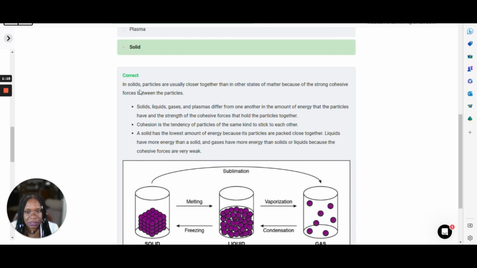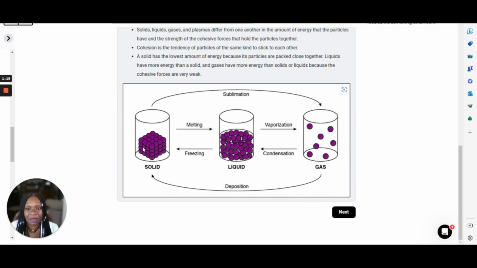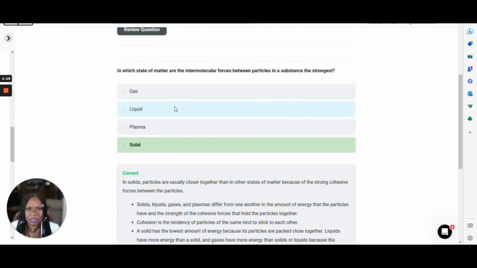In solids, particles are usually closer together than in other states of matter because of the strong cohesive forces between the particles. So here you have that solid. They're as tight as can be, you guys. Okay, so that one was kind of an easy one. But just remember, solid's going to be the strongest in your states of matter.